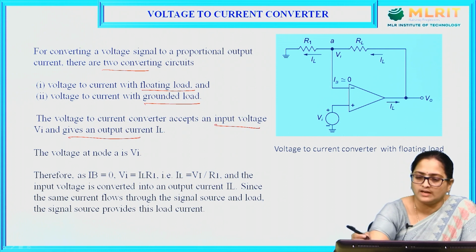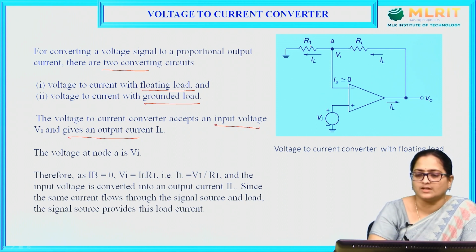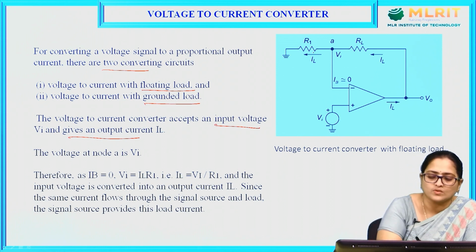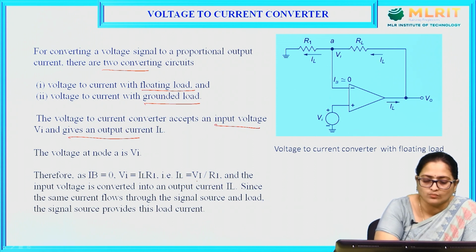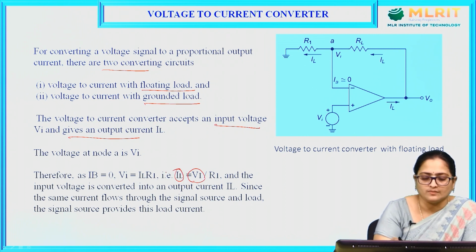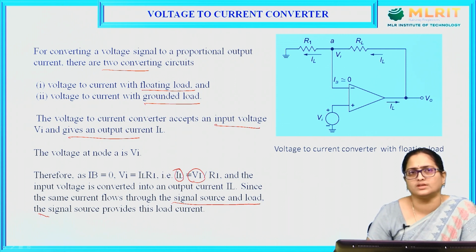Let us assume the voltage at node A is Vi. Therefore, IB is equal to 0 and Vi will be equal to IL into R1, that is, IL can be given as Vi by R1. This shows that the input voltage Vi is converted into an output current IL, since the same current flows through the signal source and the load. The signal source provides this load current.